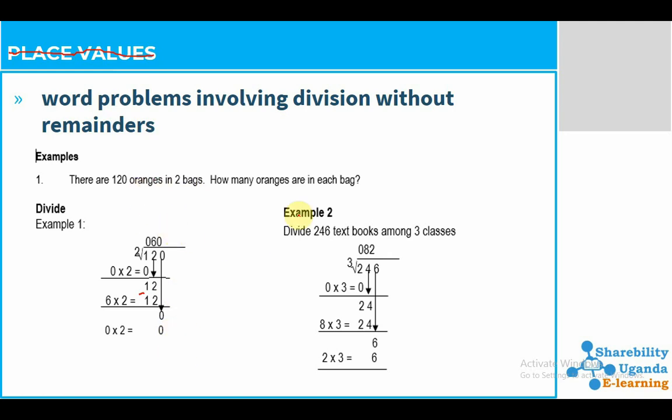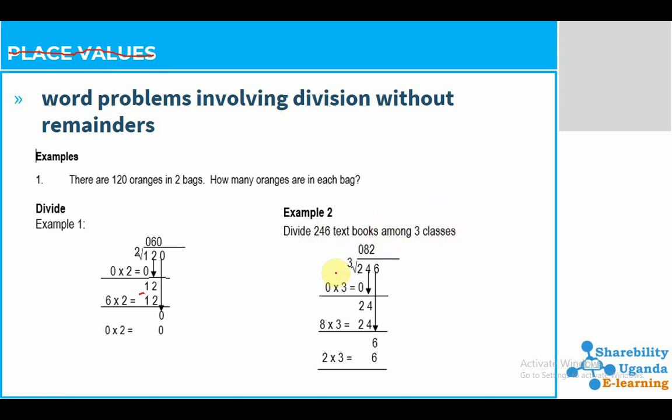Alright, let's come to another example too here. They are saying divide 246 textbooks among 3 classes. Right, they want you to divide 246 among 3 classes. So it's like these people collected their books together, maybe for a teacher to mark, and when they returned them, they were able to divide among those classes.